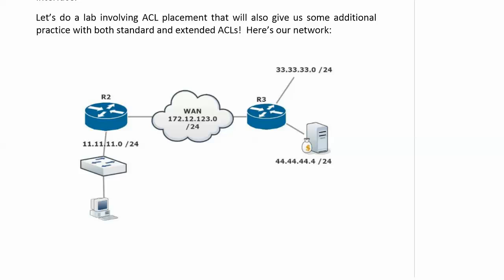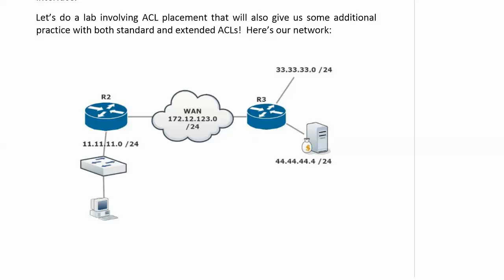On router 2, we've got the network 11, as I'll call it, network 11.11.11.0/24, and that is actually router 1 down there serving as our host. Routers 2 and 3 are connected via a WAN 172.12.123.0/24. Router 3 has a couple of networks attached to it, 33.33.33.0/24, and a money bag server on our network 44. That's 44.44.44.4/24.